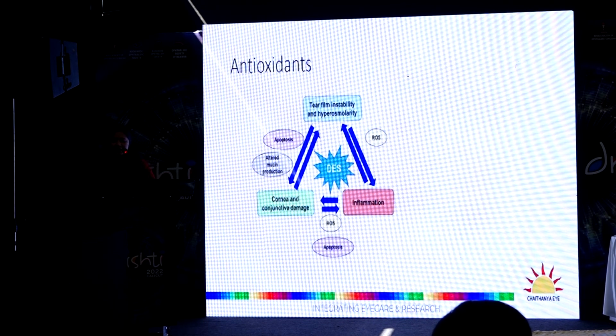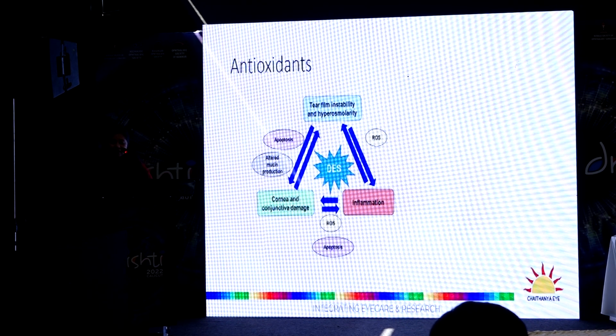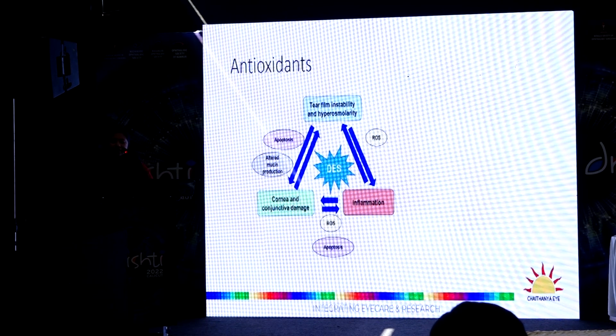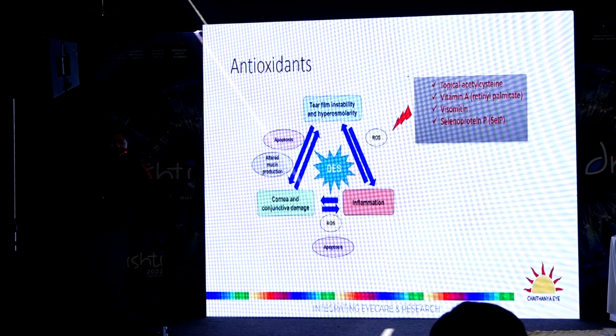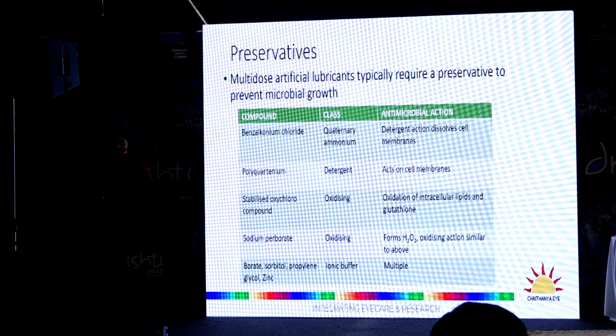Coming on to antioxidants, in dry eye disease there is tear film instability and hyperosmolarity. There is corneal and conjunctival damage and inflammation which releases reactive oxygen species, and antioxidants like vitamin A, visomitin, selenoprotein P can help in reducing all this.